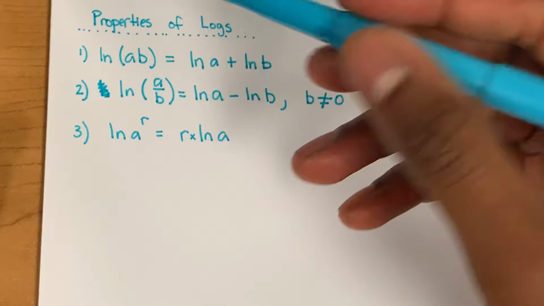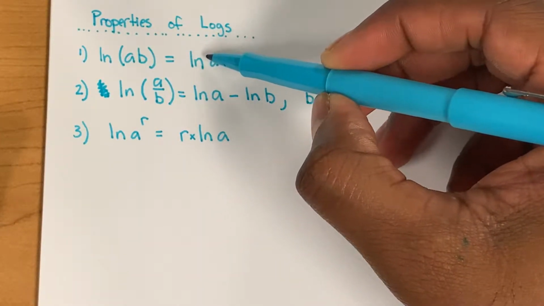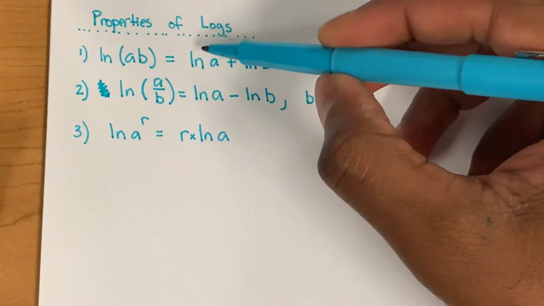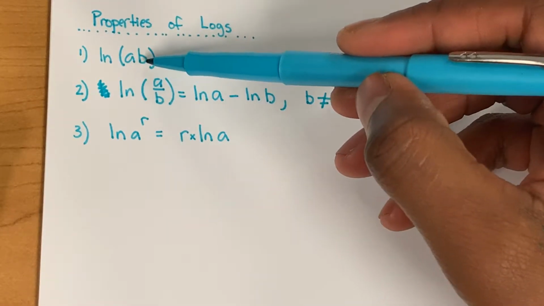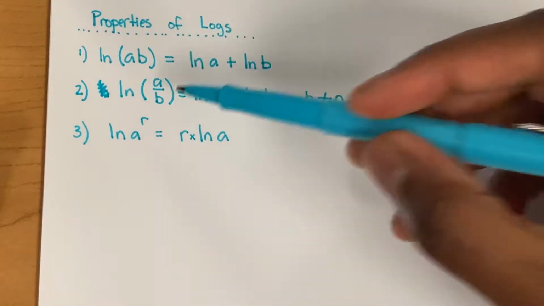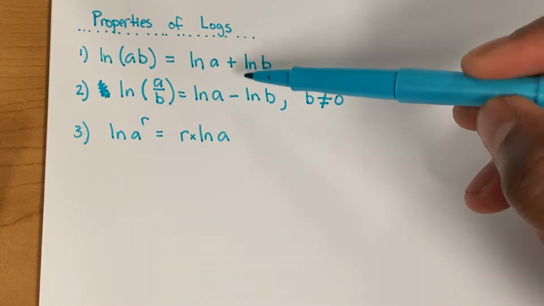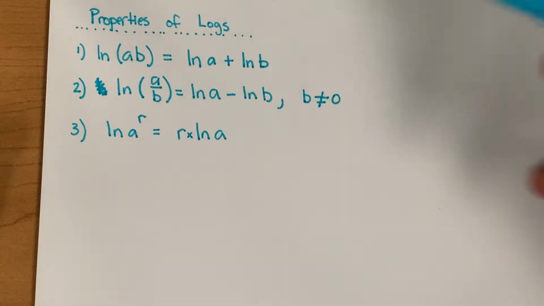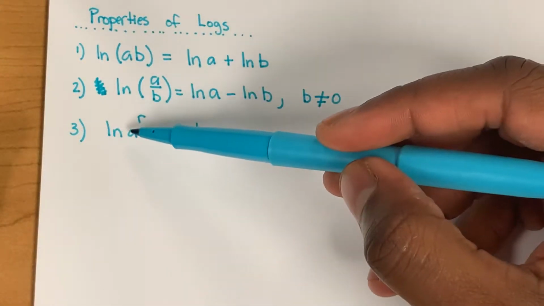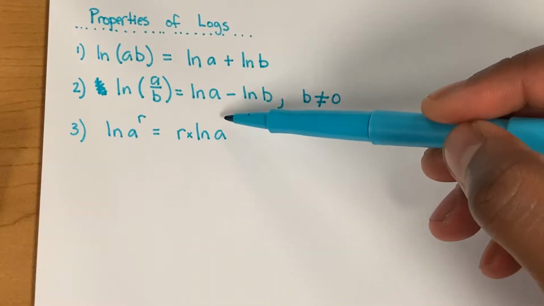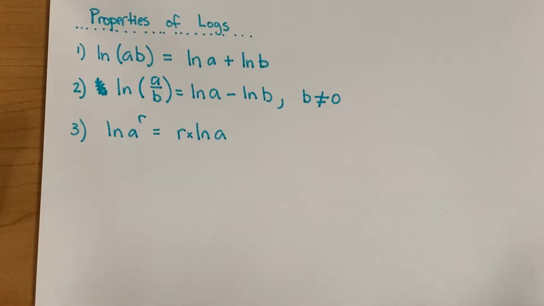So we have the ln of a product is equal to the sum of the logarithms of each factor. So the ln of a plus the ln of b is equal to the ln of a times b. If we have the ln of a quotient, it is equal to the ln of the dividend minus the ln of the divisor, provided the divisor is not equal to 0. And if we have the ln of a to some exponent, you can just move that exponent to the front and multiply it by the logarithm.